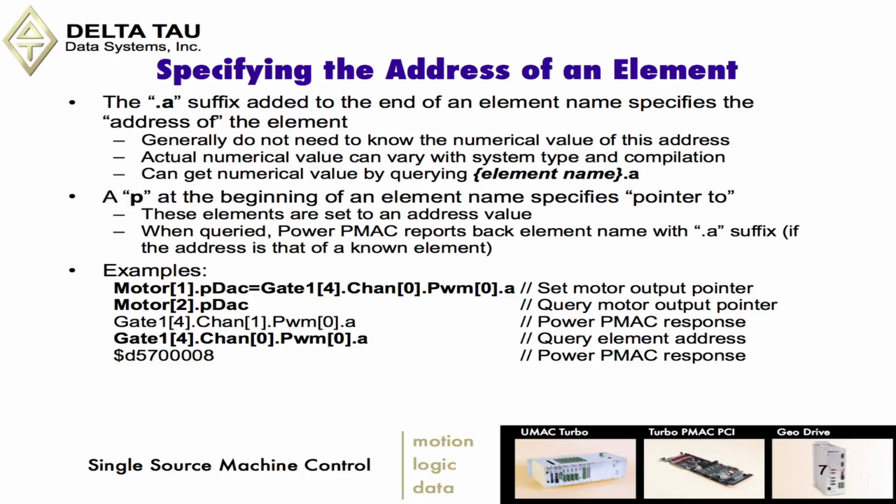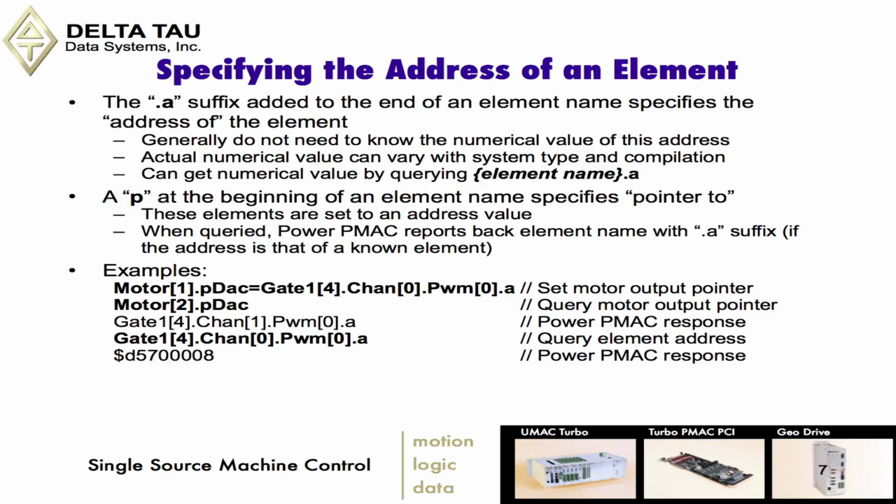It's number 4 in its index. It's looking at the first channel and the first PWM channel, and then we say .a to tell it it's the address. So there's no point of us needing to know the address of it. We just need to tell it where motor 1's output PDAC pointer is going to be looking at to send the output of the PID loop. PDAC is the generic motor output for that particular motor's PID loop.